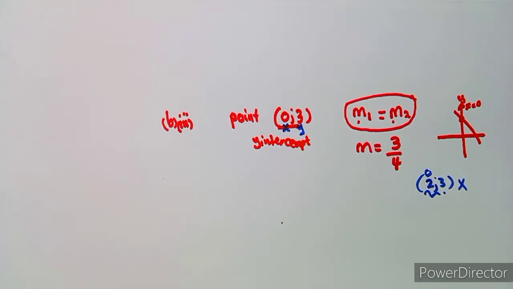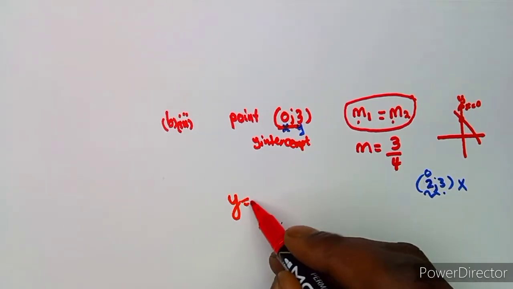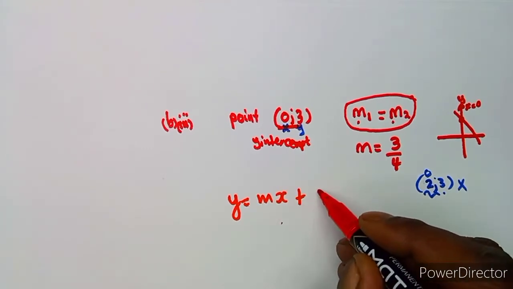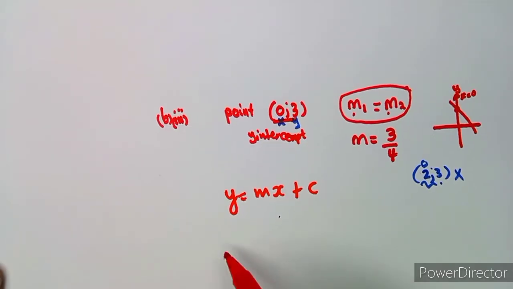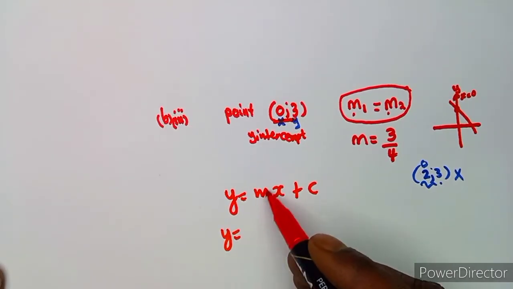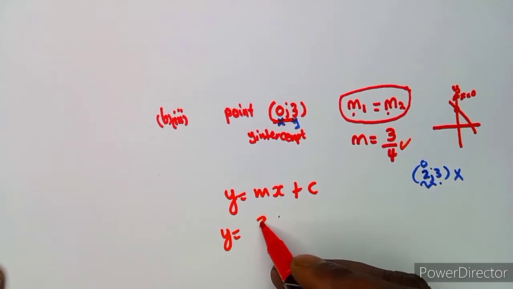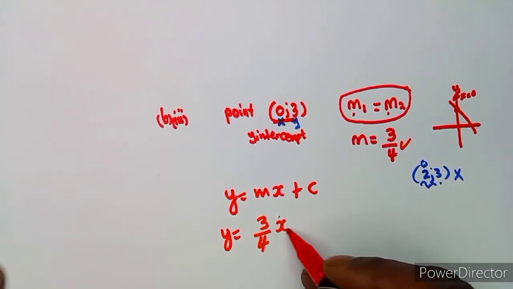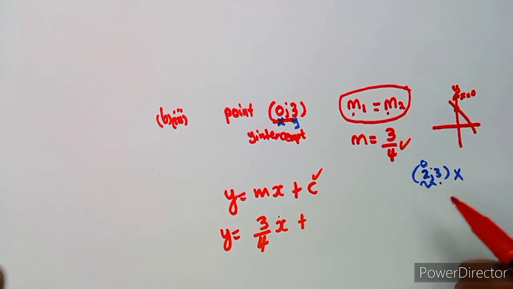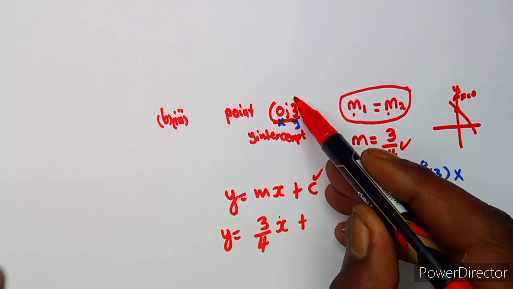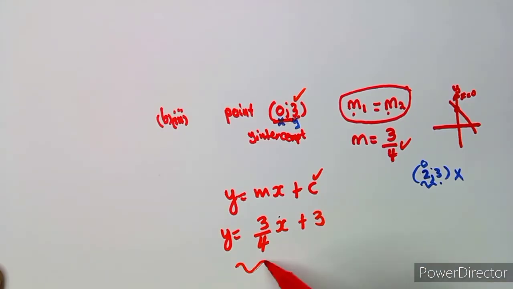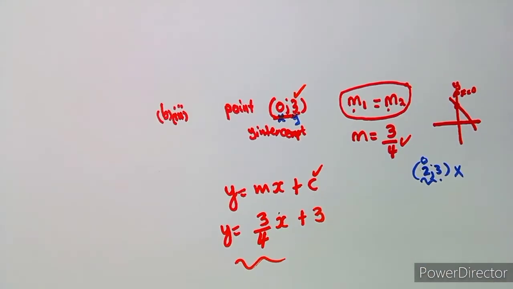So we can easily take that as an advantage, since we know that y is equal to mx plus c, where m is the gradient. So y is equivalent to the gradient, which is 3 over 4, so we've got 3 over 4x plus c, which is the y-intercept. The y-intercept is the value of y when x is equal to 0, which is 3. So that will be our equation. So you can actually use that way of working with a point.